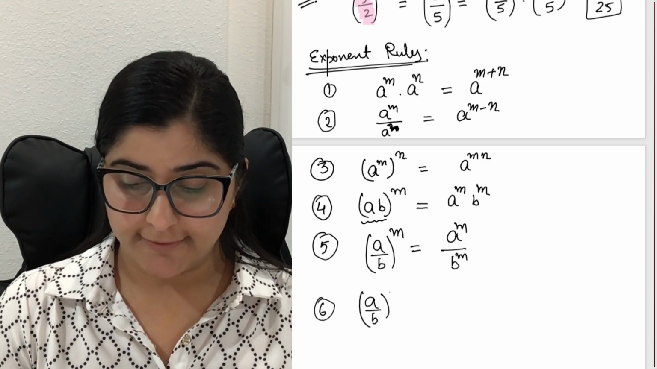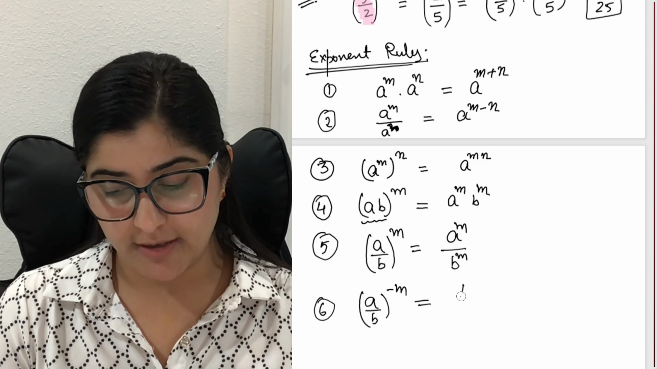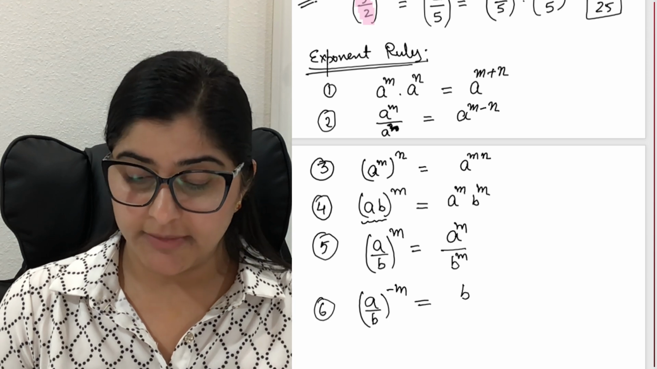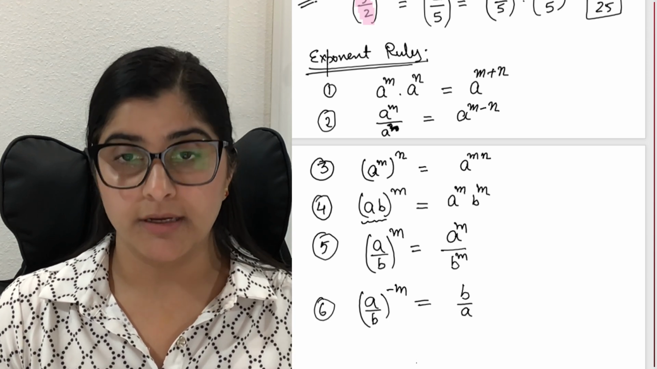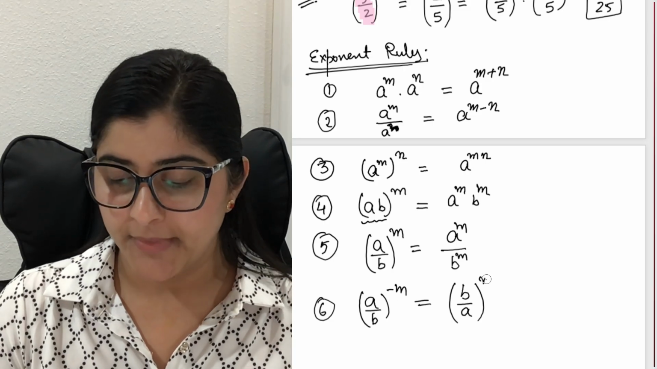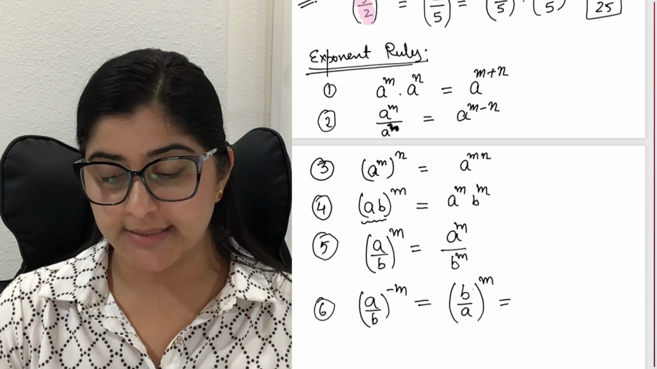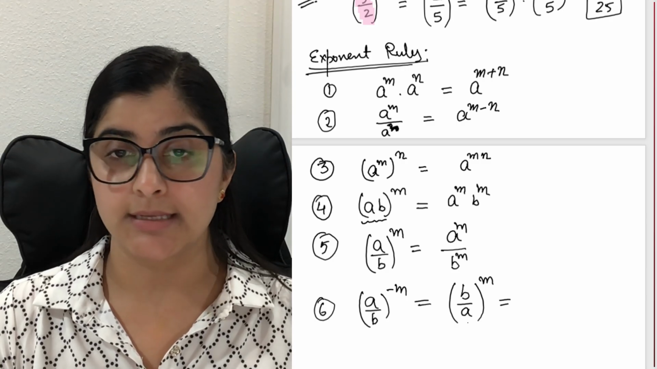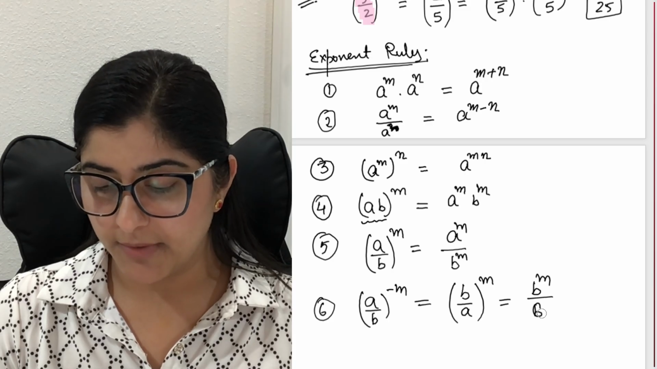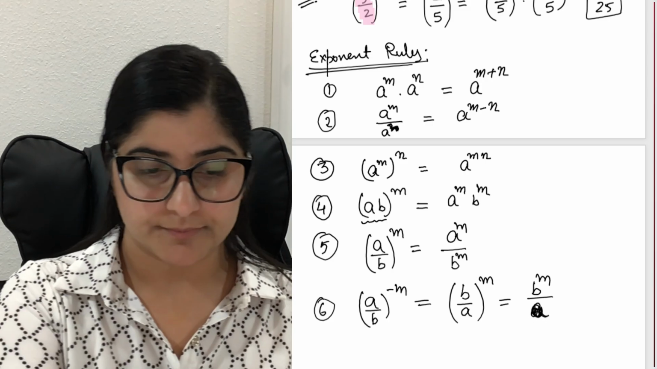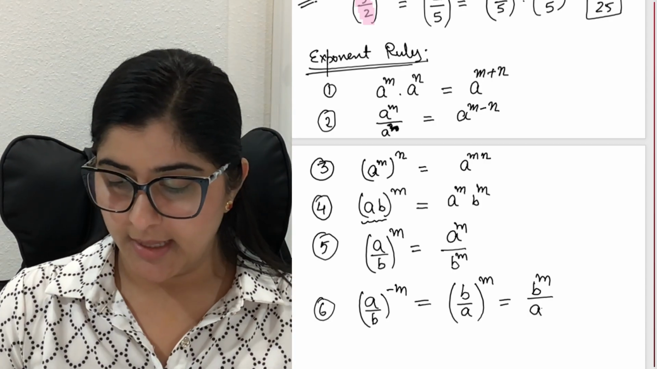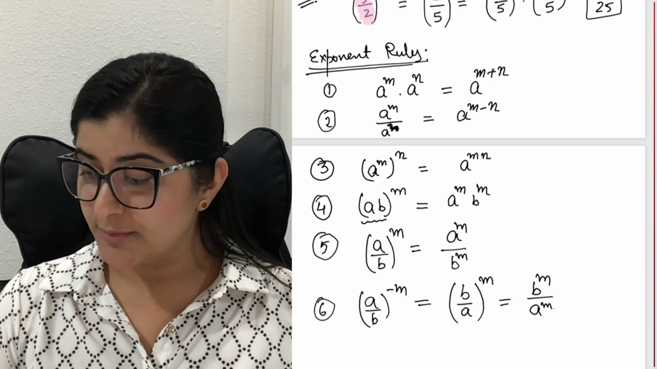So if you have a negative power, our first job is to make it positive. We have to flip the base. B is in the denominator, so when we flip that, b will go in the numerator and a will go in the denominator, and the number will remain the same, just it will change its sign. M becomes positive. So now you know that this m belongs to both the numerator and the denominator, b and a, so it is the power of b over the power of a. So these are the exponent rules.